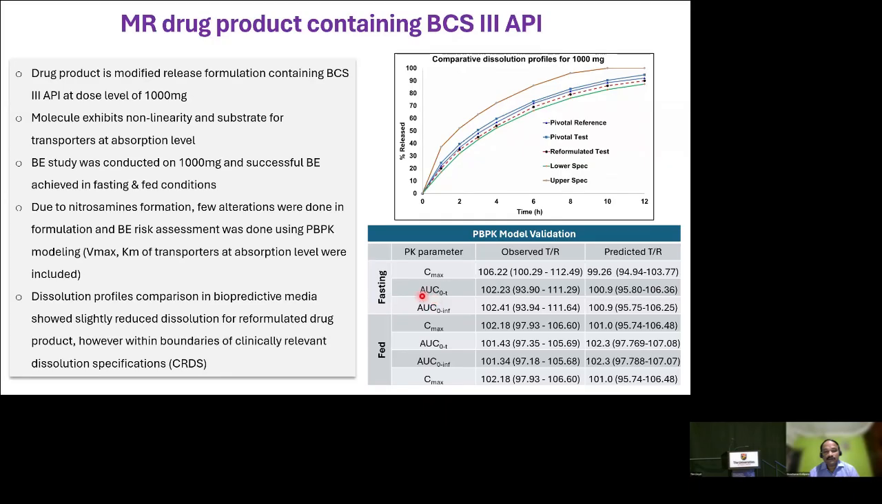And the model has been developed using this particular QC media, which is also biopredictive in nature. And the model has been validated both in fasting and fed conditions. And the model validation is considered to be successful as indicated by the table. Now, although the red color curve, which is the dissolution profile of the reformulated product, seems to be near to the pivotal test and pivotal reference formulation, and even the F2 is matching, in this case, we try to evaluate how we can use the PBPK modeling.